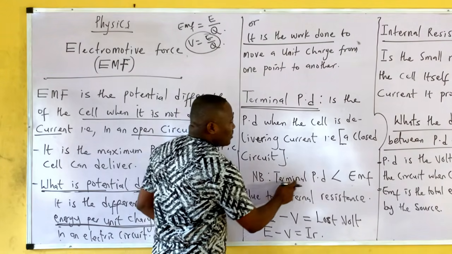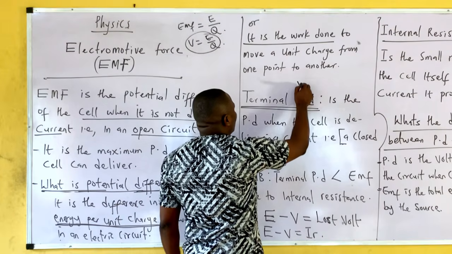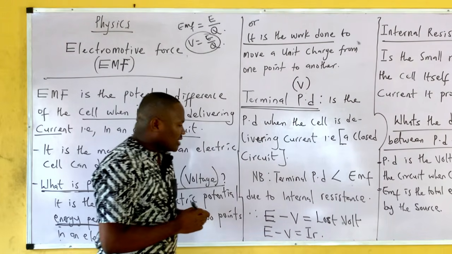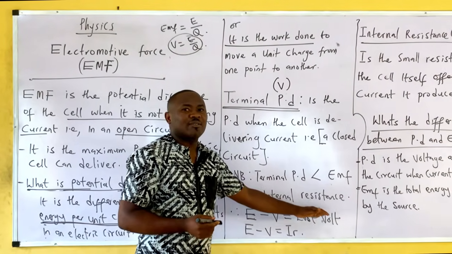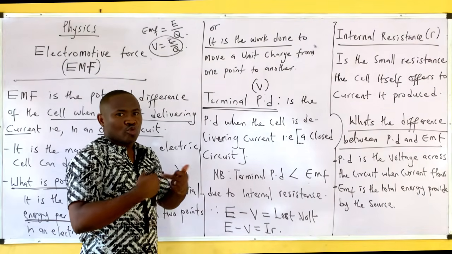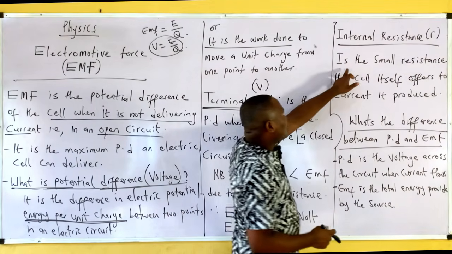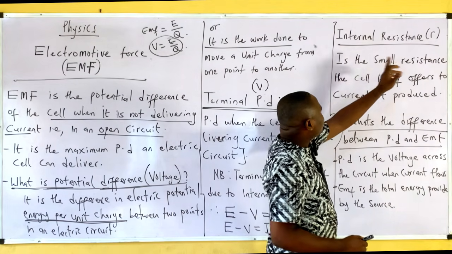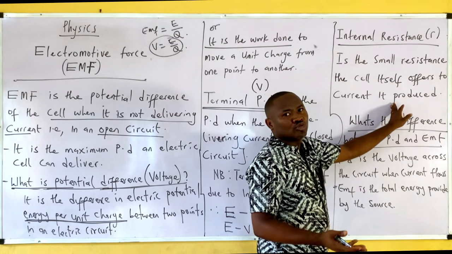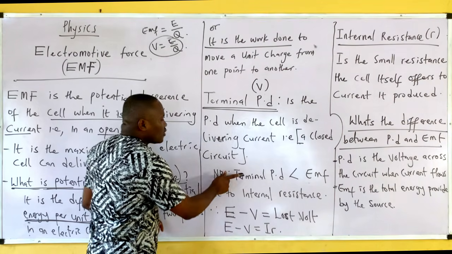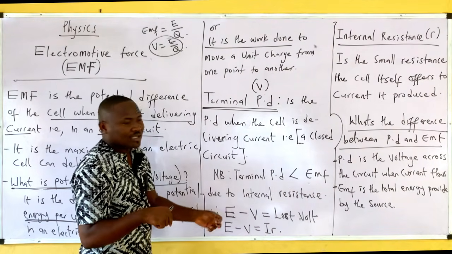Note that terminal potential difference is less than EMF. Take note of that. We use V to represent terminal potential difference. Why is it less than EMF? It is because of the internal resistance. It opposes the flow of current that it produces. Internal resistance, which is small letter r, is the small resistance the cell itself offers to the current produced. So the reason why terminal PD is less than EMF is due to the internal resistance.